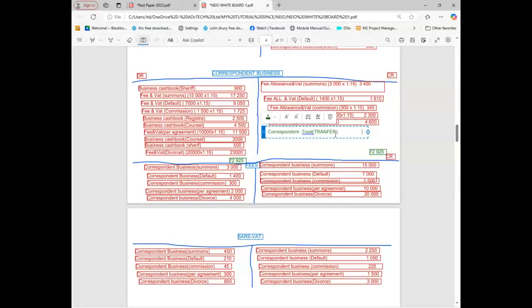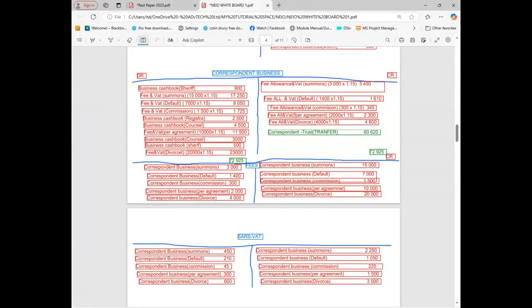Are you with me? Yes. You said it's 60,620. Yes, 60,620. This is the transfer that we are going to make. I said correspondent trust, meaning we're going to transfer this under the correspondent trust, under which side? The credit side. So we're taking the money out of the credit side because it's money leaving the account.